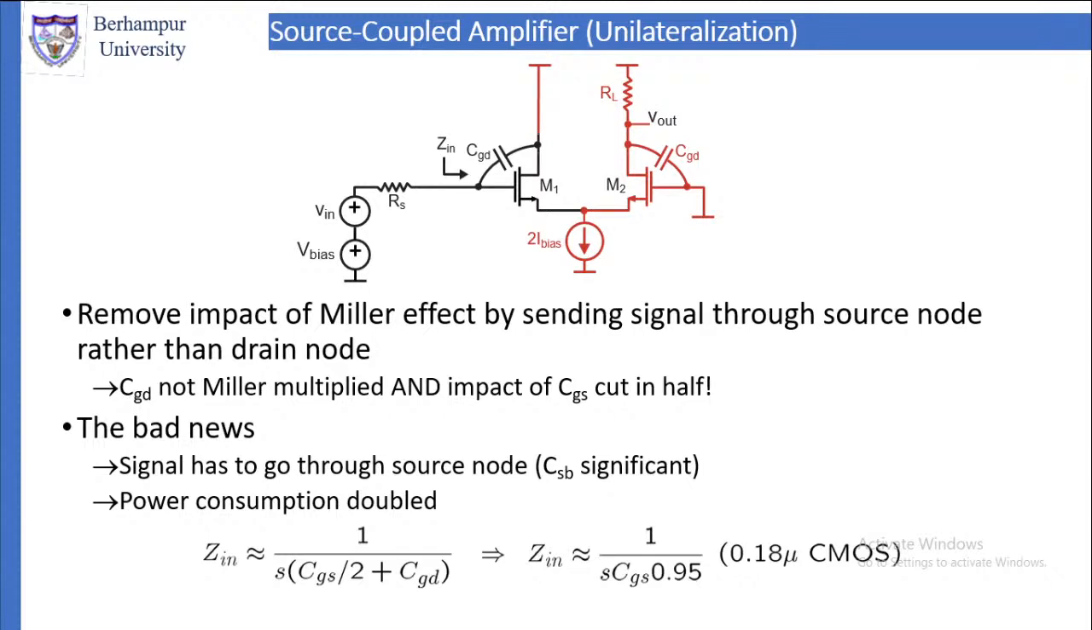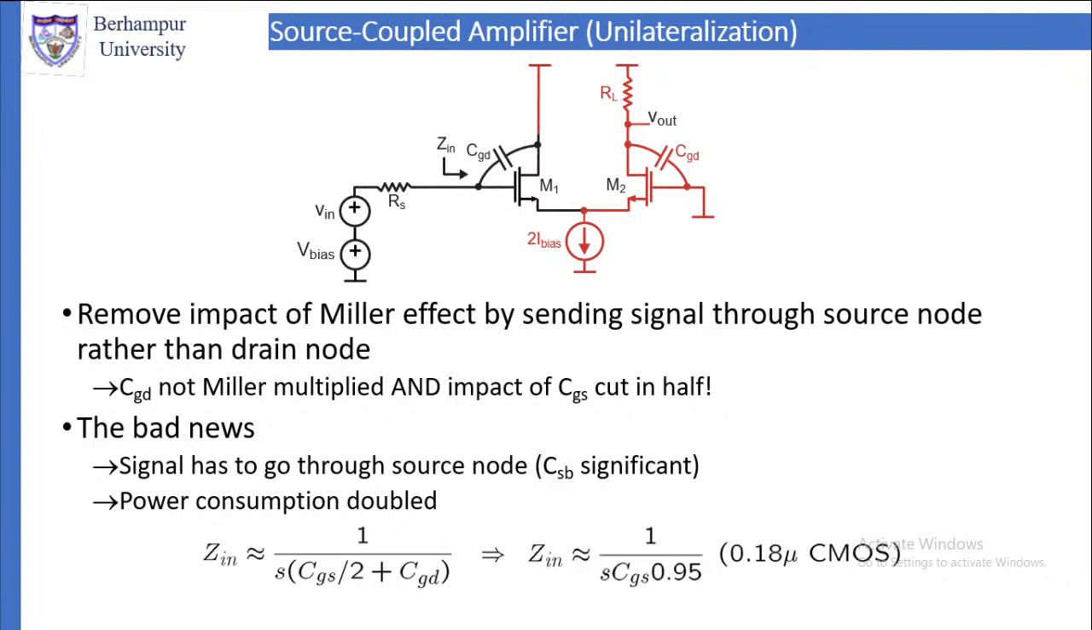But the bad news is, in this arrangement, if we go for such a circuit, the signal must go through the source node. CSB becomes significant because the signal has to go through the source. Source is connected to source. So the signal has to go to the source node, and so CSB will be significant. Since that will be significant, power consumption will be doubled.